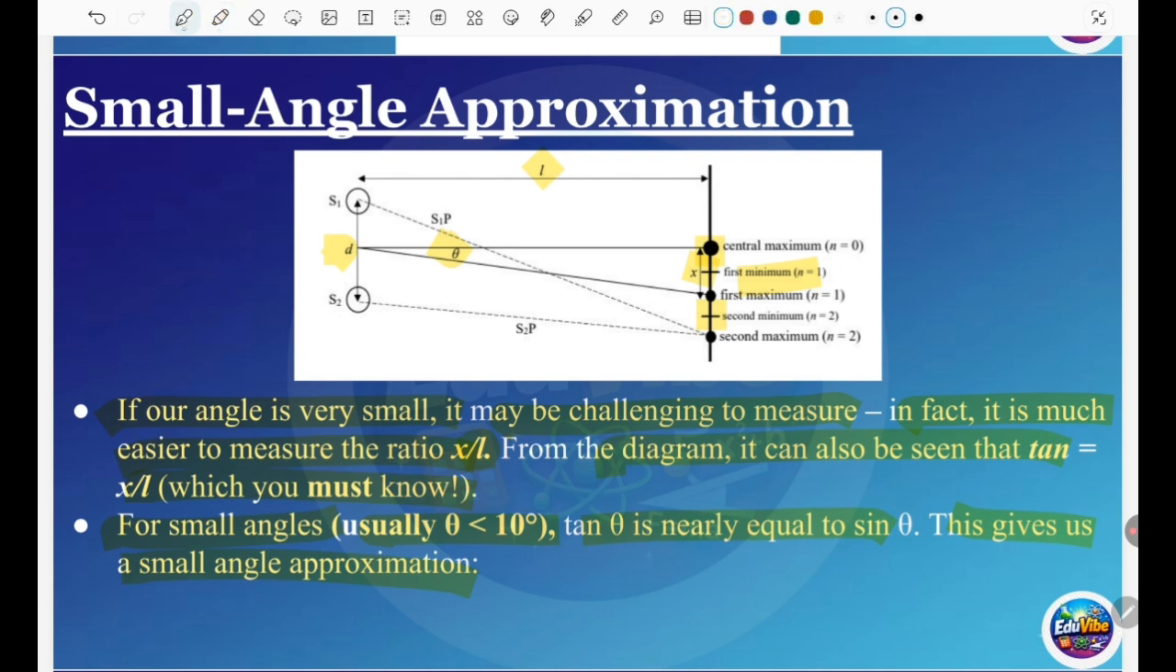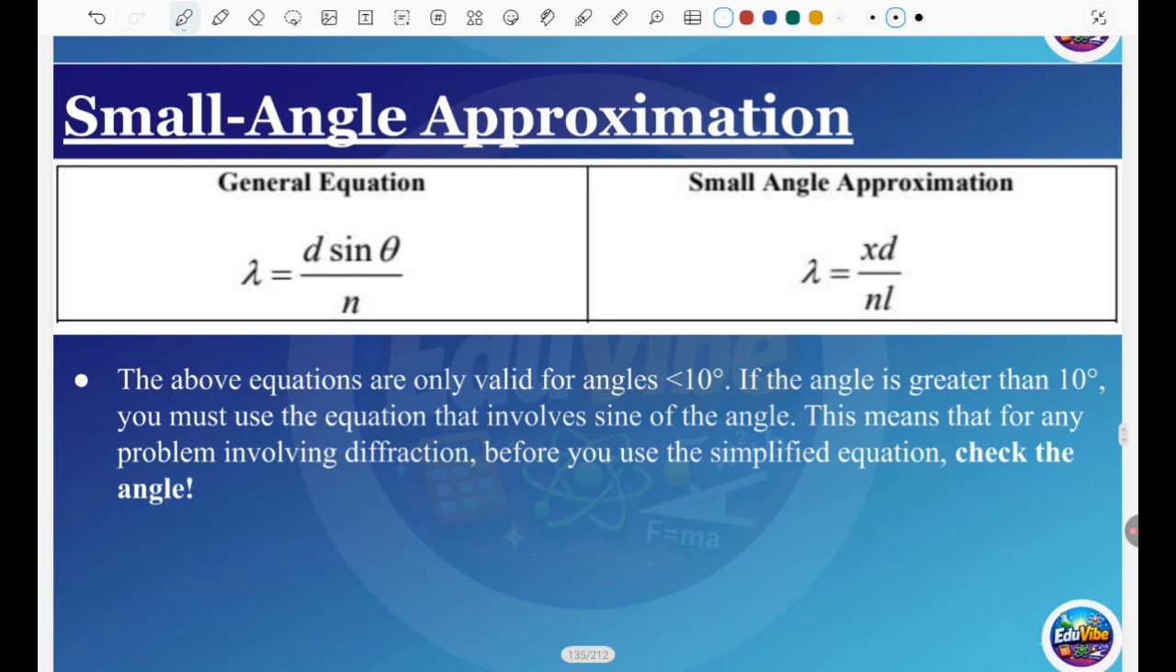So basically, if the angle is given to you, you can first check whether your angle is less than 10 degrees or not. If your angle is less than 10 degrees, you can use the small angle approximation formula instead of the general formula, which is that. So you can directly use that formula. That formula is more convenient than this because this will not involve the angle, because angles are already defined if it is less than 10 degrees. So you can use this formula directly. If not, you can use the general formula.